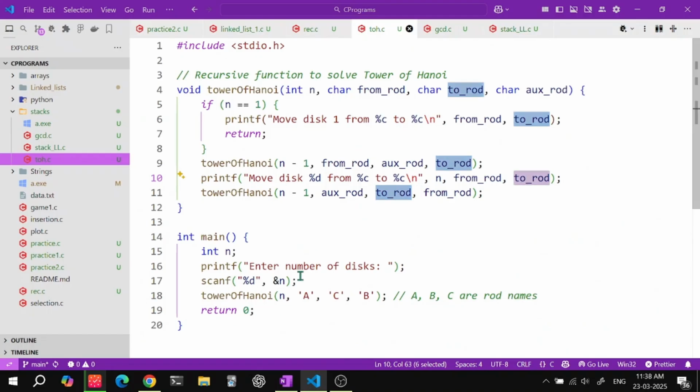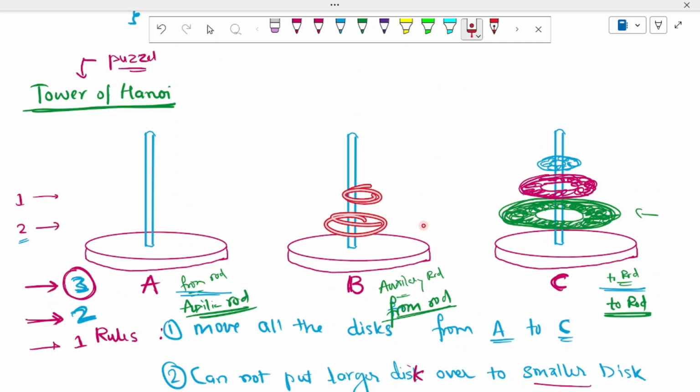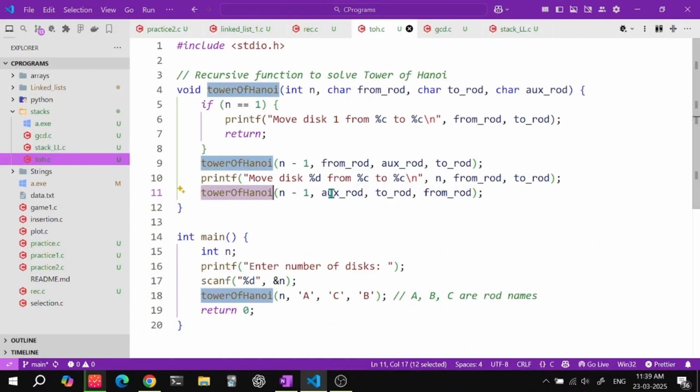Fine. And then next we are calling the function again because we have got 2 remaining here and we need to move these 2 here using this one. So what are these 2? This is from 2, and then this is our auxiliary. That's why you will see again there is a change.